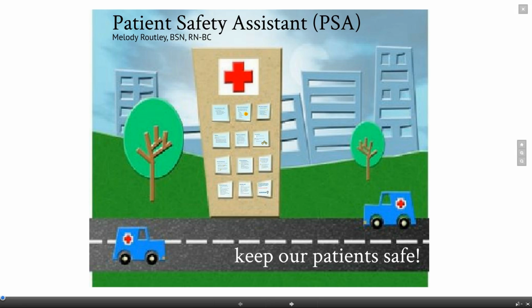Keep our patients safe, the role of the patient safety assistant. My name is Melody Routley. I'm a nursing professional development specialist for the Kaiser Permanente Northwest Regional Hospitals.